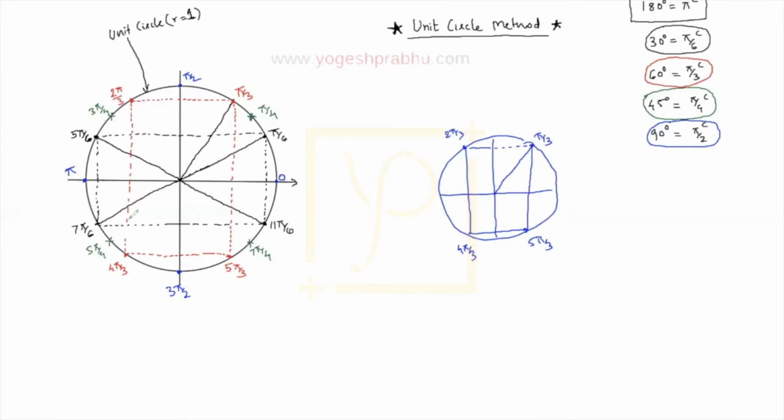Same logic goes for pi by 4 also, but I want to keep that for later. Right now, let us focus on the series of pi by 6 and the series of pi by 3. First you remember the positioning of the angles, and trust me, it's going to help you immensely.